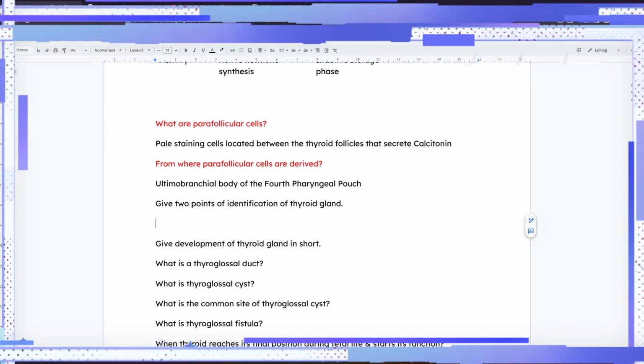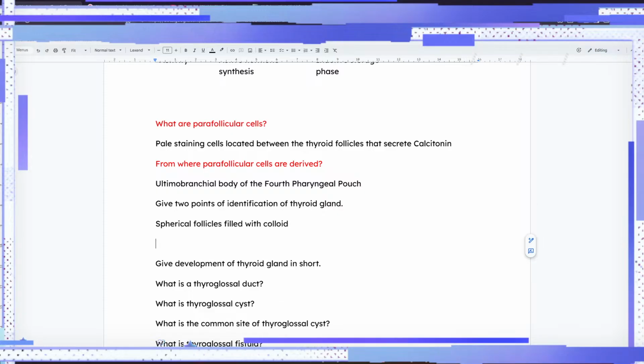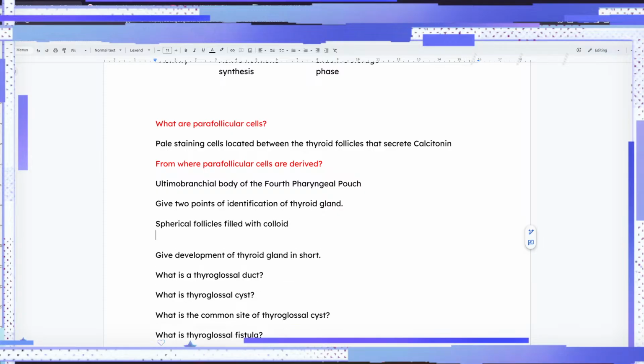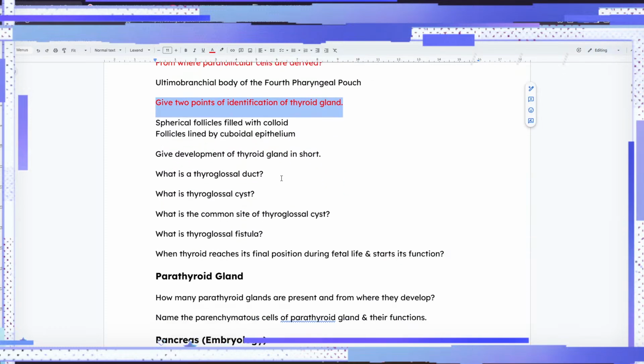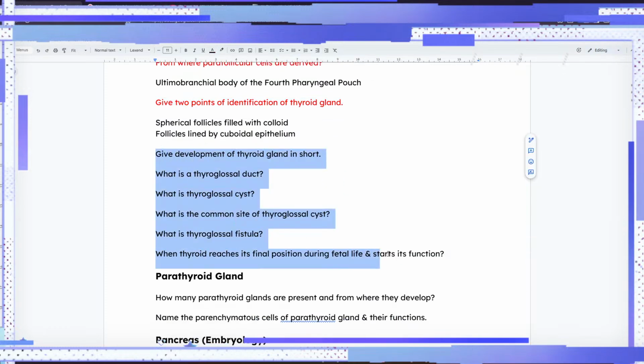Give two points of identification. It could be anything, like spherical, but it doesn't look like anything else except the testis, which is the most unique. But this is also pretty unique. Follicles, cuboidal epithelium, that's literally it. I don't see anything special. And then of course you have the embryology section.